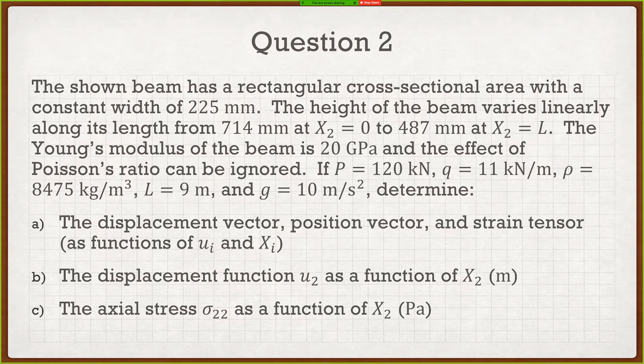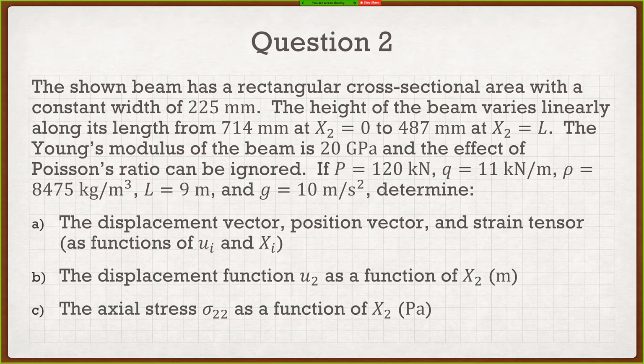Now, part A here is mainly just theory. So in your guys' assignment, part A should just be easy plug and chug. We don't actually have to solve for anything. It is going to be part B and part C that we're actually going to have to use Mathematica to solve for. So part A says the displacement vector, the position vector, and the strain tensor as functions of ui and xi. And that's how we know it's easy, because in terms of ui and xi, it's simple.